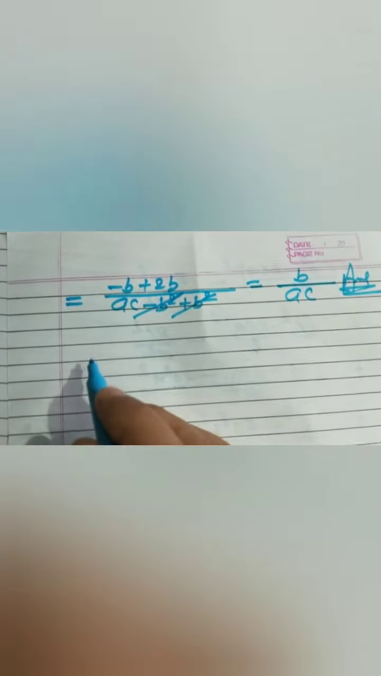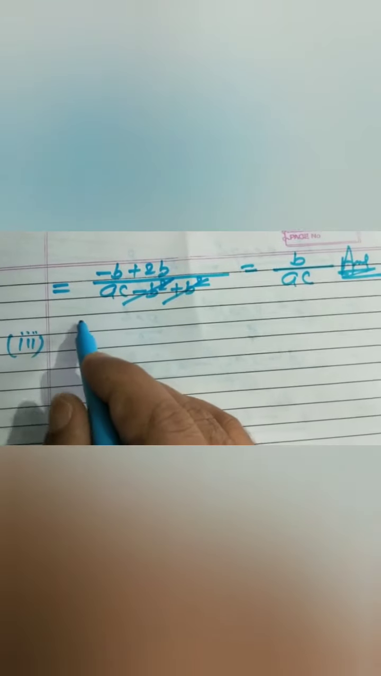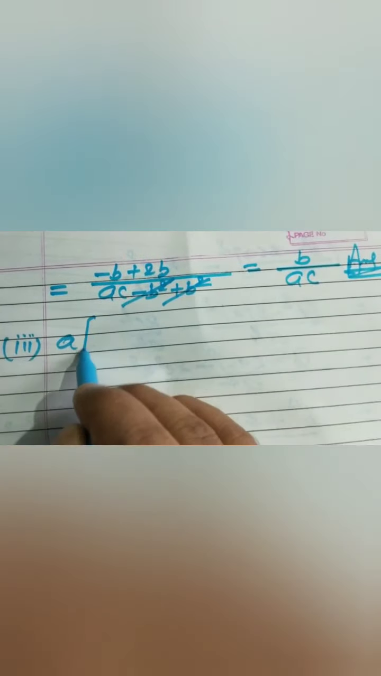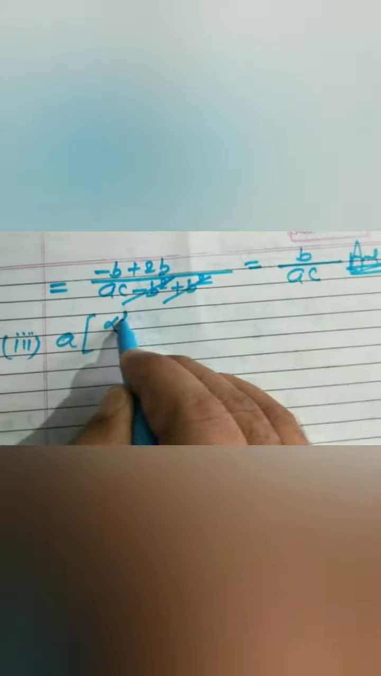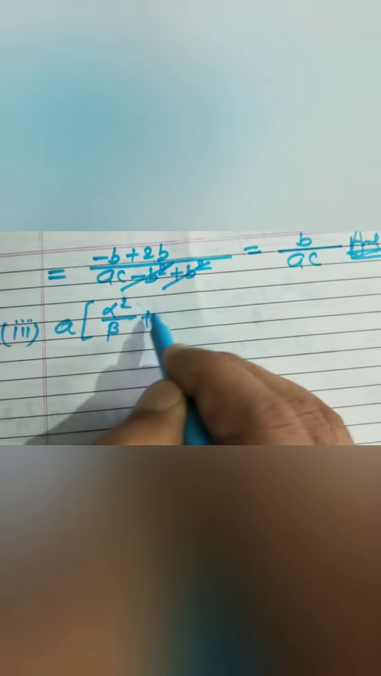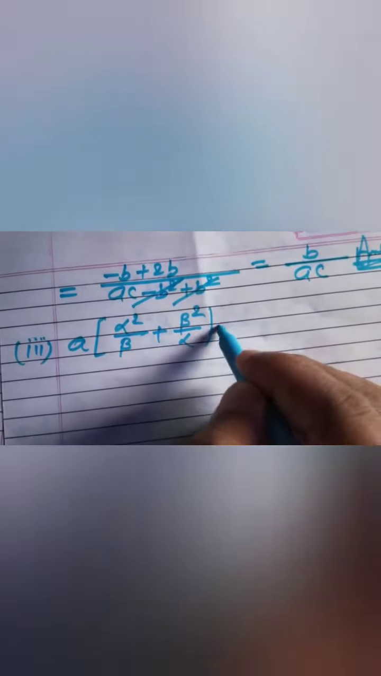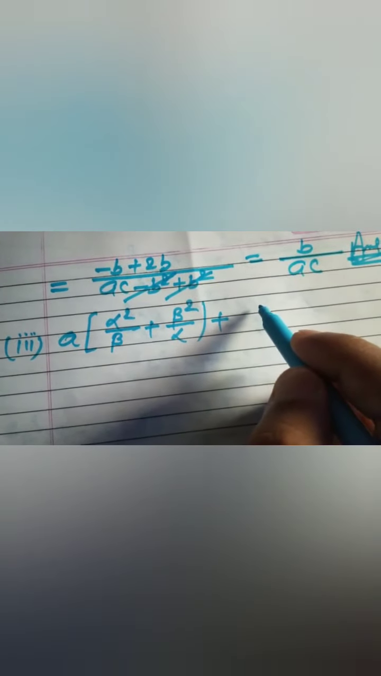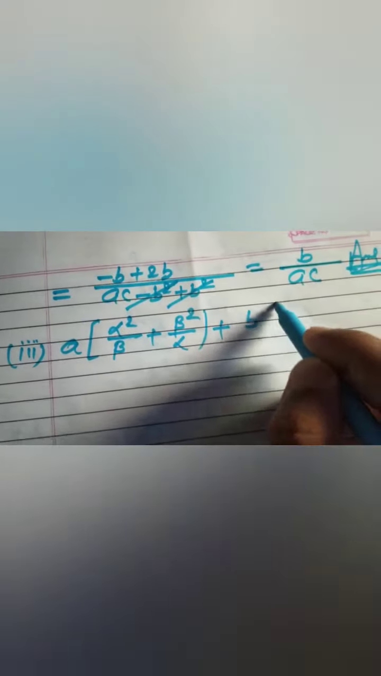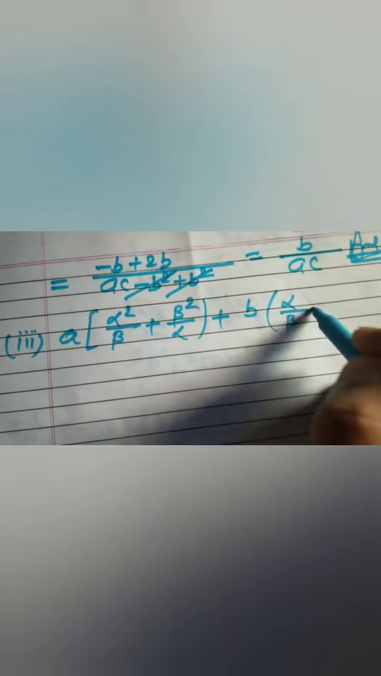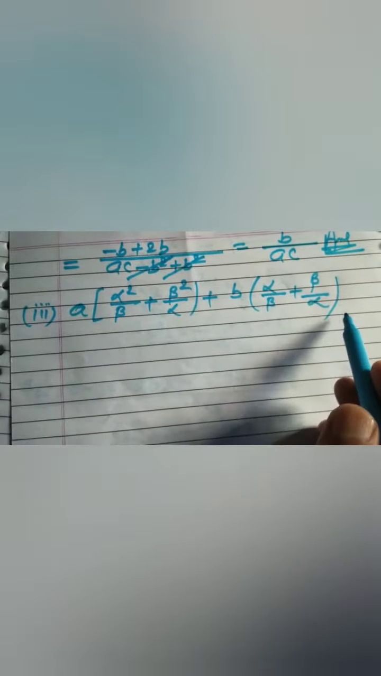Now let us see question number 3. Your question number 3 is A into alpha square by beta plus beta square by alpha plus B into alpha by beta plus beta by alpha. So we have to find the value of this.